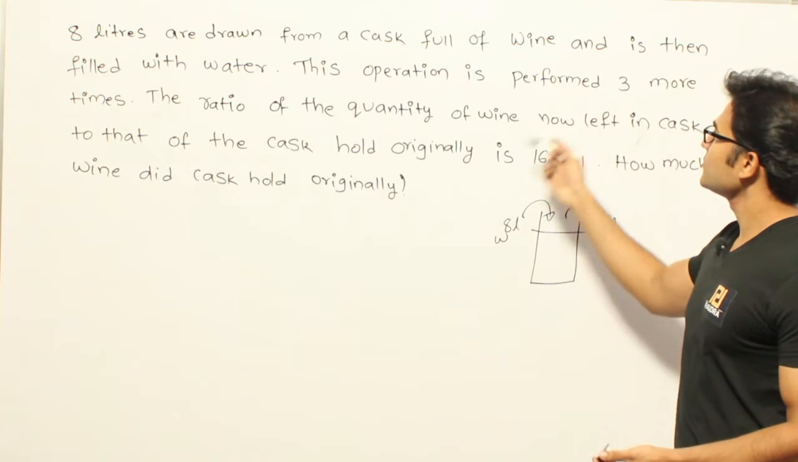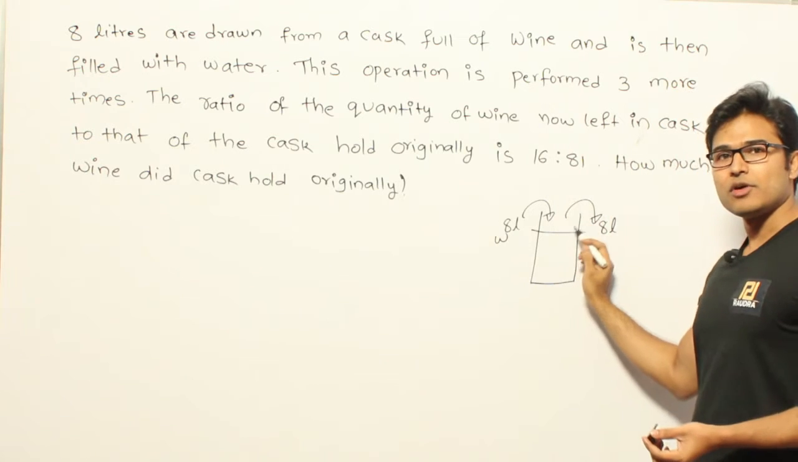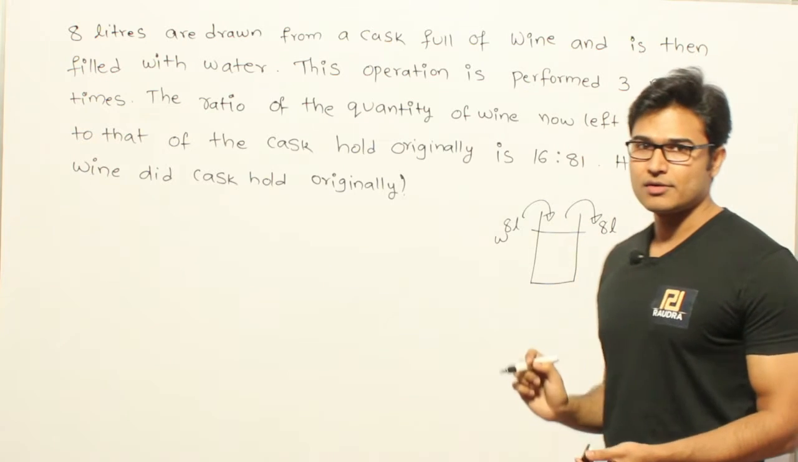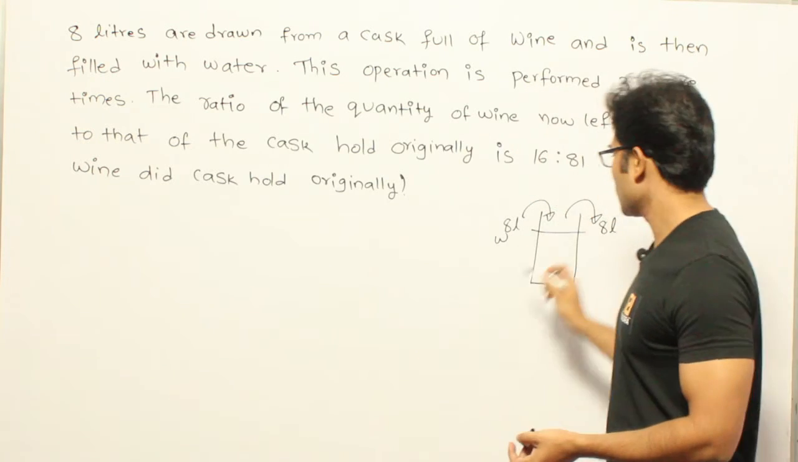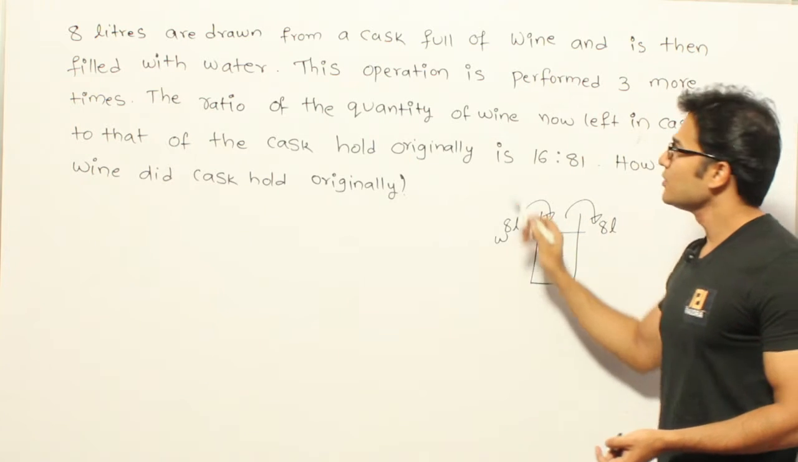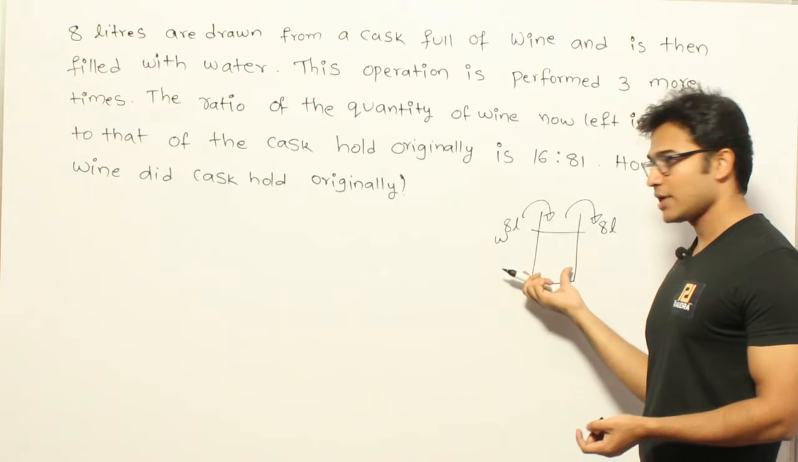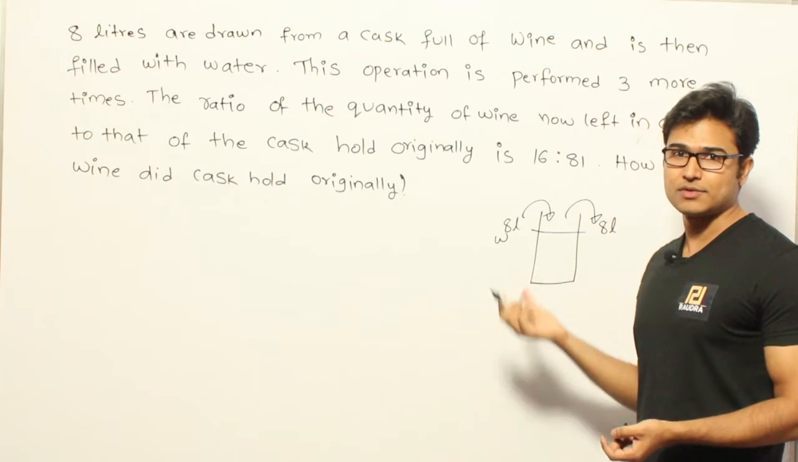This operation is performed 3 more times, which means once you are done with this, we are going to get a mixture of wine and water, and in that mixture again you are going to remove 8 liters of the mixture and again 8 liters of water is added. So it is repeated 3 more times, which means totally we are doing this kind of replacement 4 times.